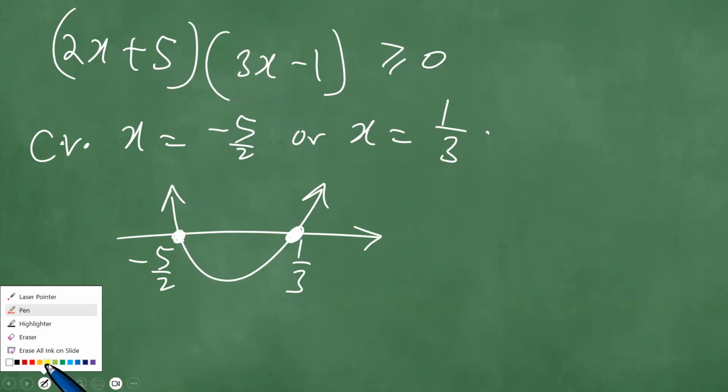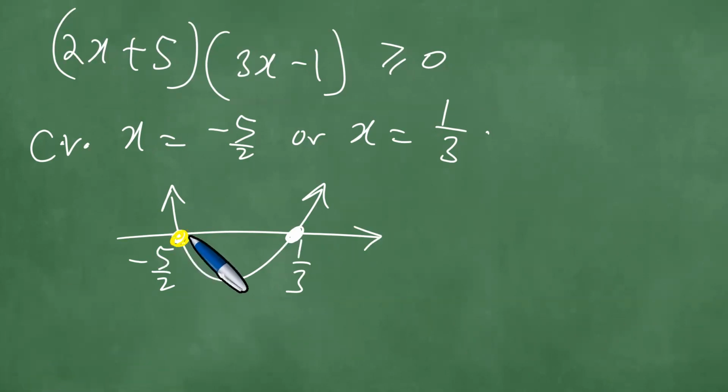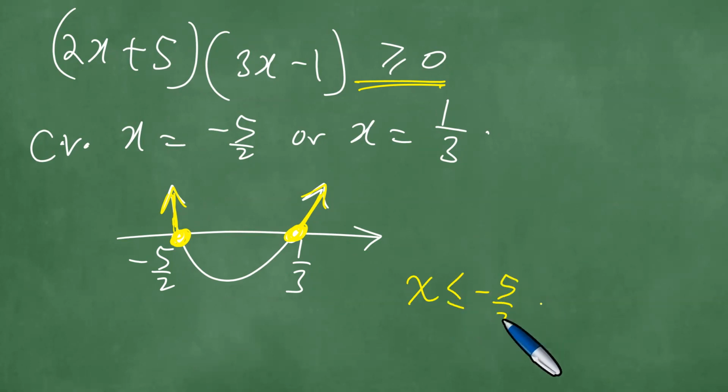Okay, let me use a different color. So the graph is 0 there, and it's 0 there, but it's greater than 0 when you go up, greater than 0 when you go up like that. So which means that at this point, you have that x is less than or equal to minus 5/2, or x is bigger than or equal to 1/3, like that.